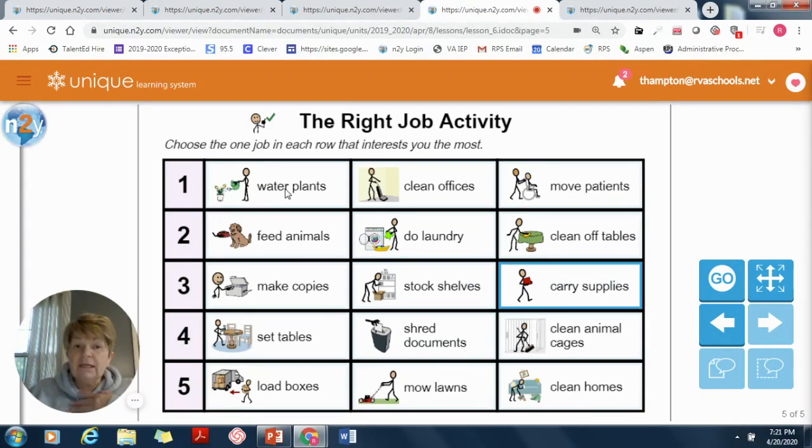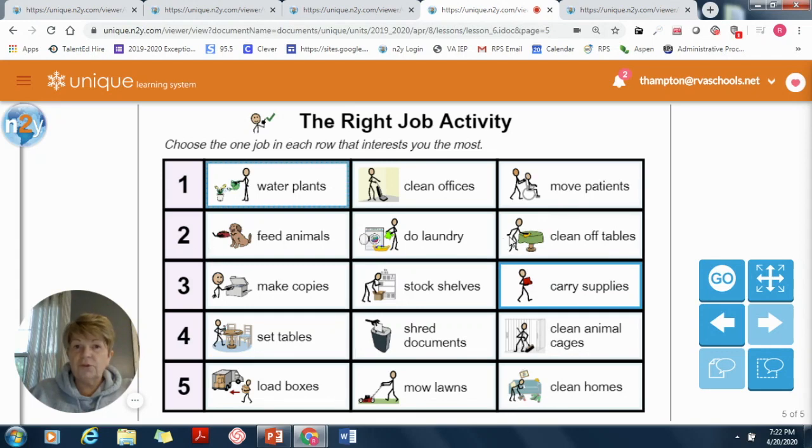So for me, I'm going to do water plants because I still very much like that part. And I'm thinking that might be at a grocery store or a Lowe's or a Home Depot where I could still talk with people and interact with them.